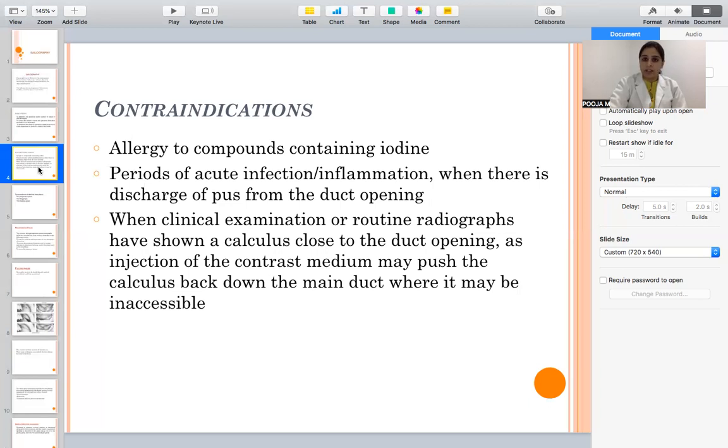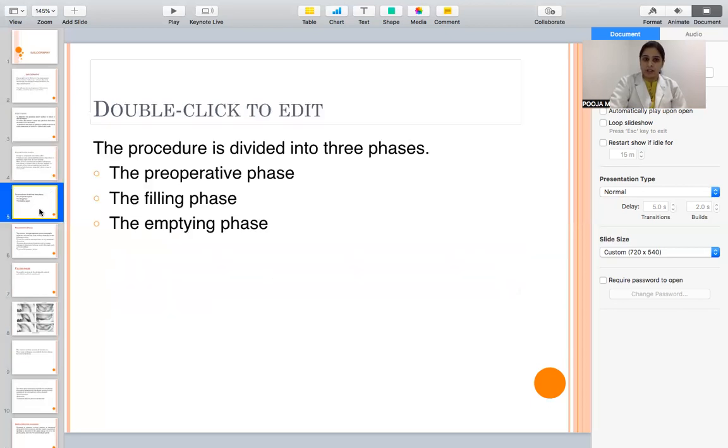And the third contraindication is when, on clinical examination, you get to know that the stone or the calculi is located at or near the orifices of the duct. In such cases, whenever you try to inject a contrast medium, you tend to push that stone or the calculi further into the duct, further complicating the procedure. So in these three cases, sialography is contraindicated.